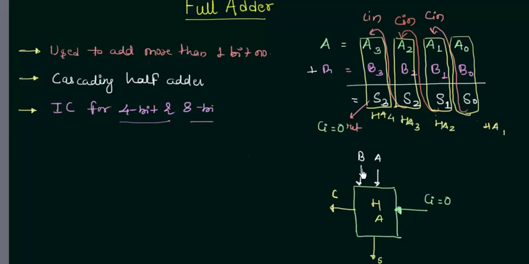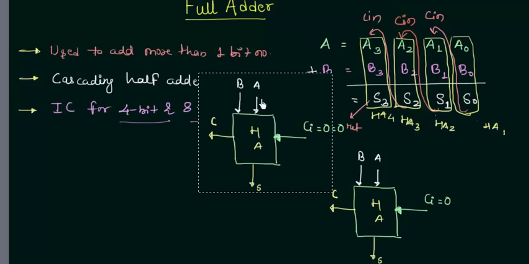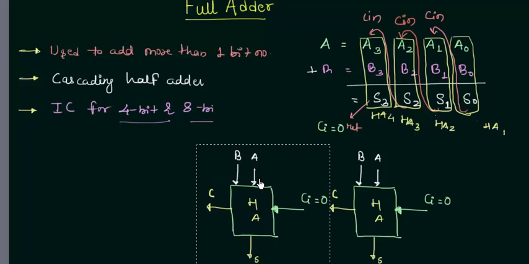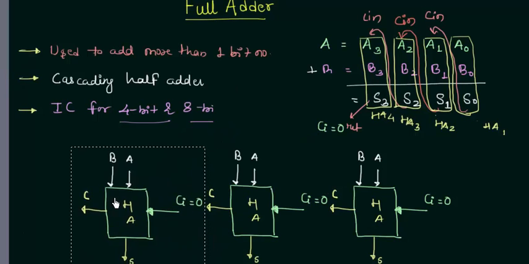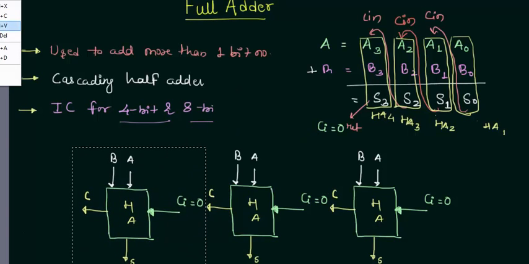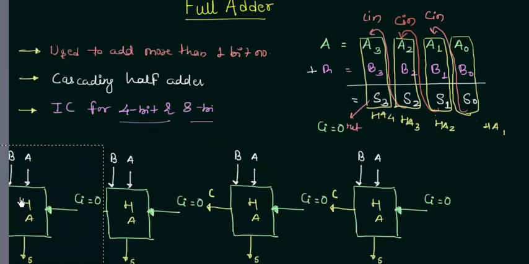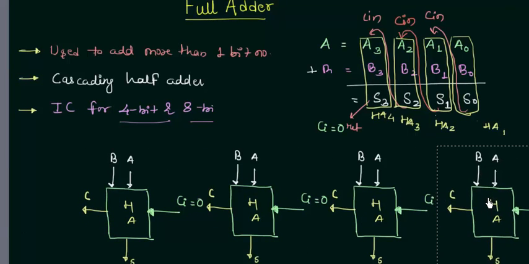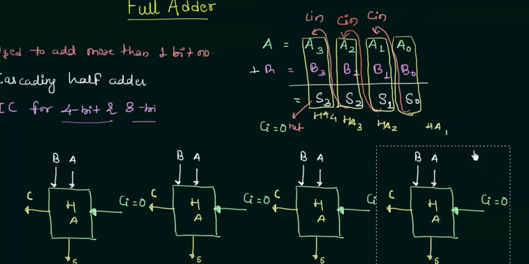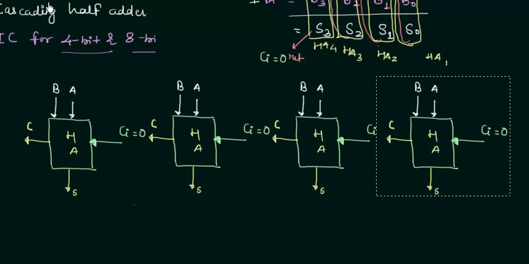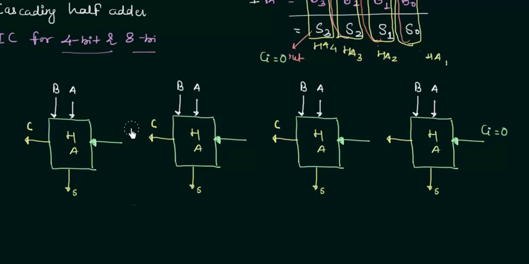So I'm going to make a full adder by cascading the 4 half adders. Let me copy and paste it down: the second one, then the third one, and finally the last one. So these are our 4 half adders, and we need to make a little modification in the names, so we will do that now.